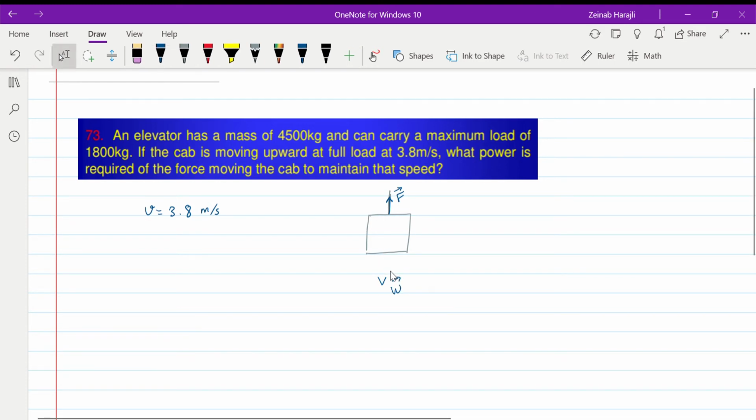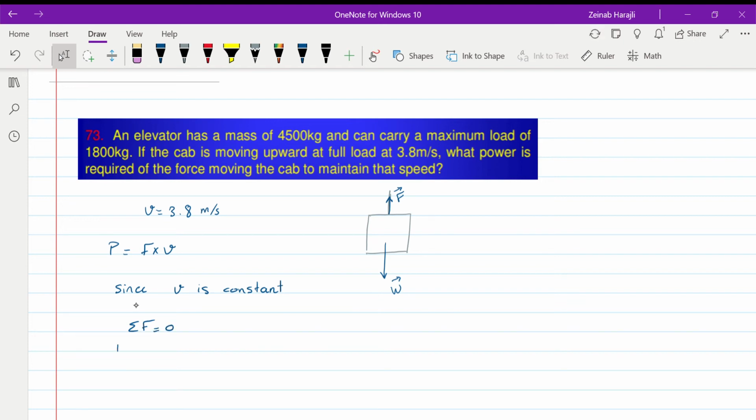Now, we want to find the power. Let's remember that the power is equal to the force times the speed. So we're given the speed and what we want is the force, and then we can find the power. To find this force, let's remember that since the speed is constant, then the net force is going to be equal to 0.